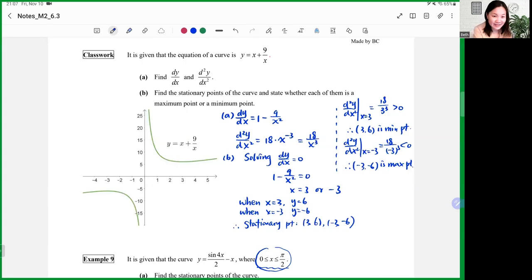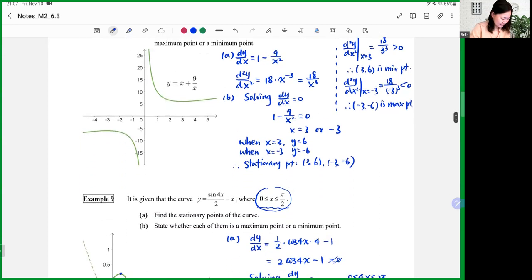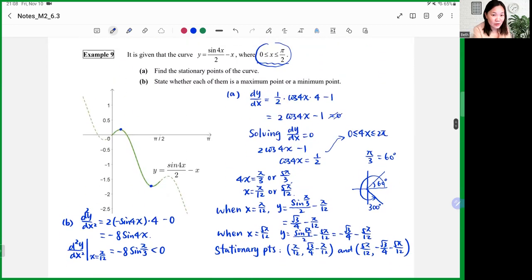Okay. This is the answer for the classwork. The next question, example 9, which has exactly the same structure as example 8. The subtle change is that the function type is changed. Now we have trigonometric functions. Same kind of question. First, find the stationary points.